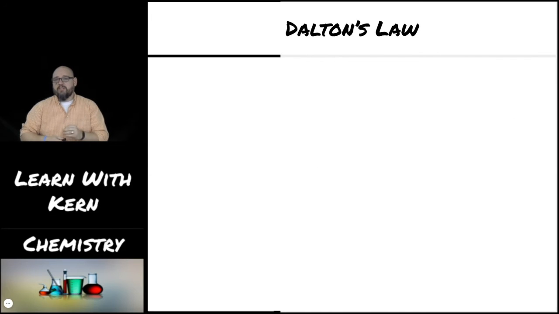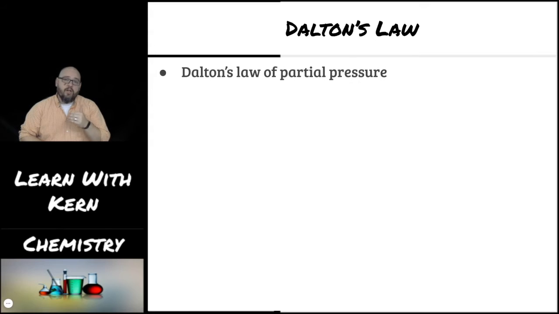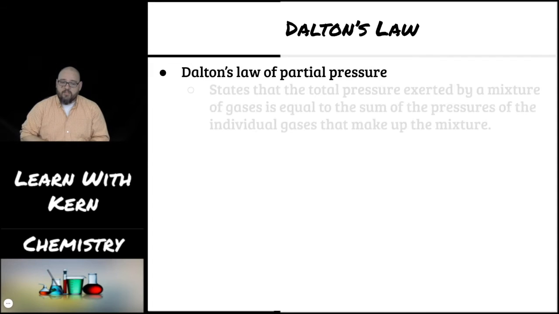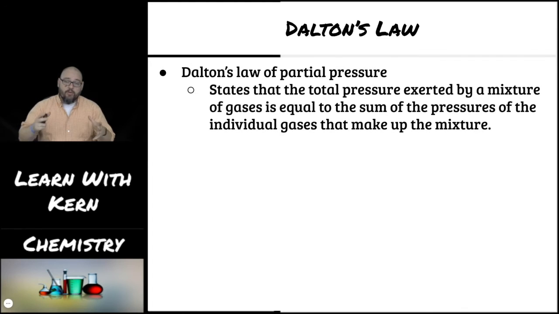So let's talk about these laws. We're going to call these the named laws because they each are named after a scientist. The first one here is Dalton's law of partial pressure, and it is exactly what it sounds like. It deals with the pressures of parts. What it states is that the total pressure exerted by a mixture of gas is equal to the sum of the pressures of the individual gases that make up that mixture.